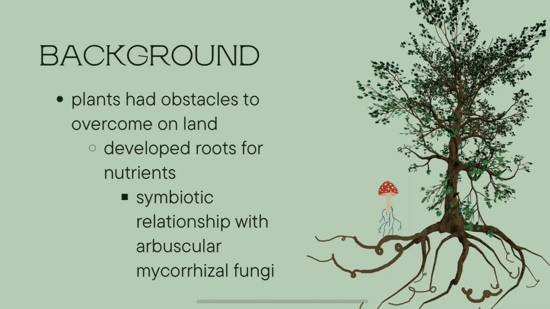As plants moved onto land, they had many different obstacles to overcome. When they lived in water, nutrients were readily available as they floated along with the current. They were often small or single-celled and relied on phagocytosis for food. Moving onto land and being bigger, they faced the challenge of getting nutrients. To overcome this, plants developed roots.